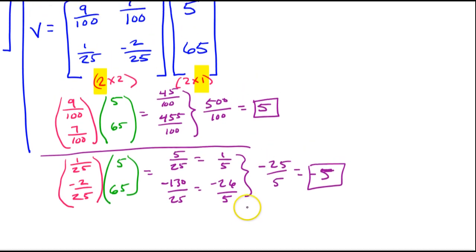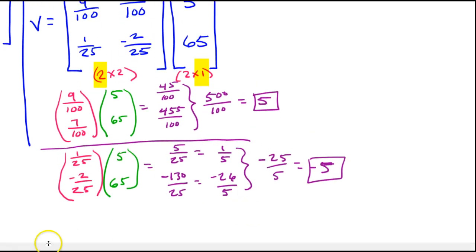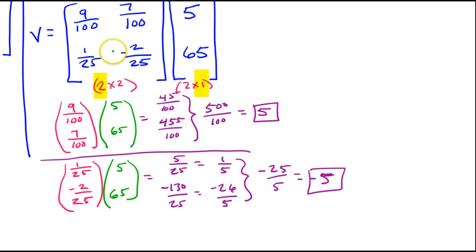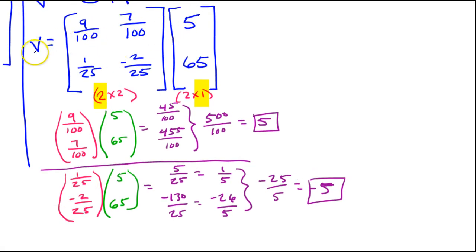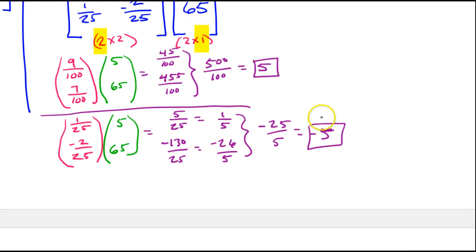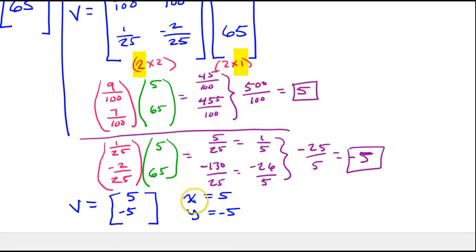Okay, so that allows me to say the final answer. Remember, we were multiplying these matrices together in order to find vector v, the variable matrix. And this is what we got. So the variable matrix equals, I'm going to have to squeeze it in here, I'm running out of paper, but the variable matrix equals 5 and negative 5. Which means that x equals 5 and y equals negative 5. So this is the solution.